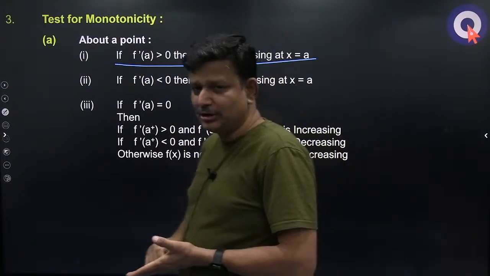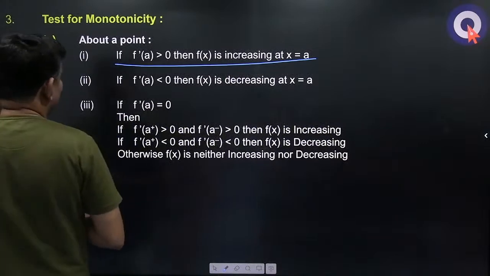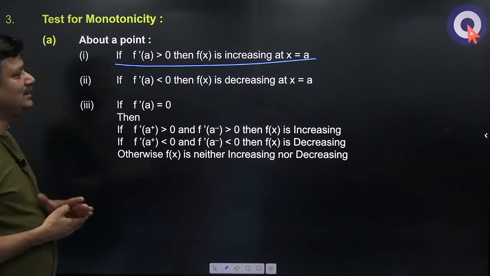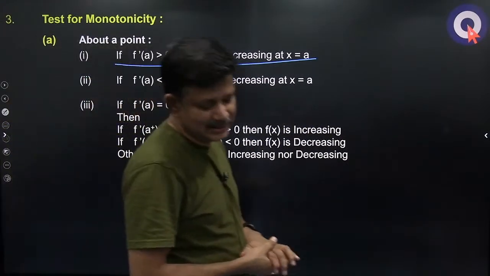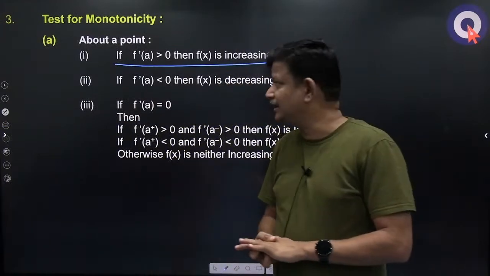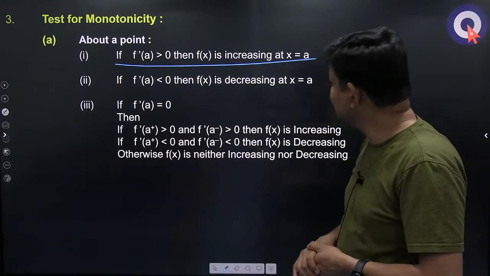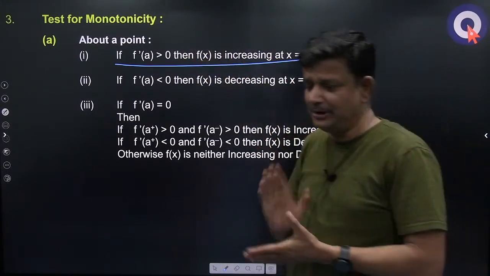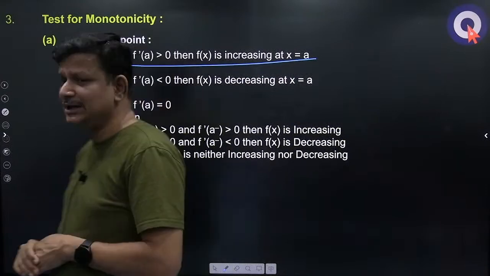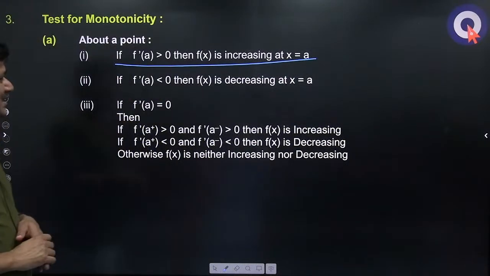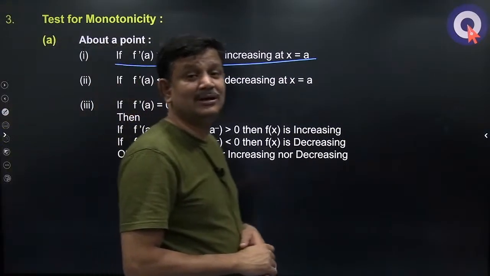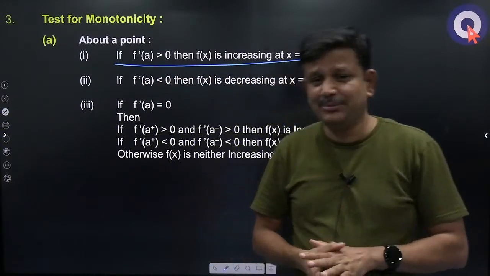So to test monotonicity about a point A, if f dash A is greater than 0, then we can say f of x is increasing at A. The converse need not be true. For the function to be increasing at A, f dash A need not be greater than 0. The function can be non-differentiable, still it can be increasing.